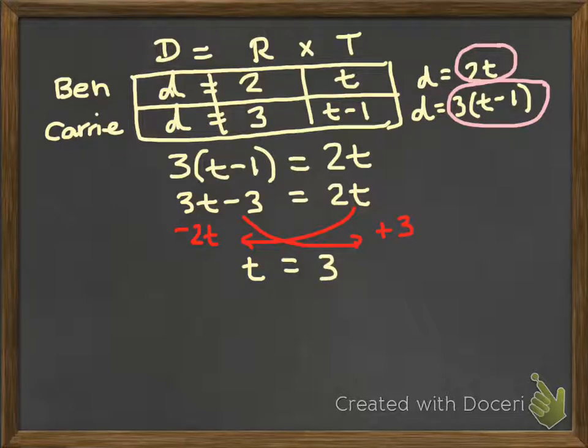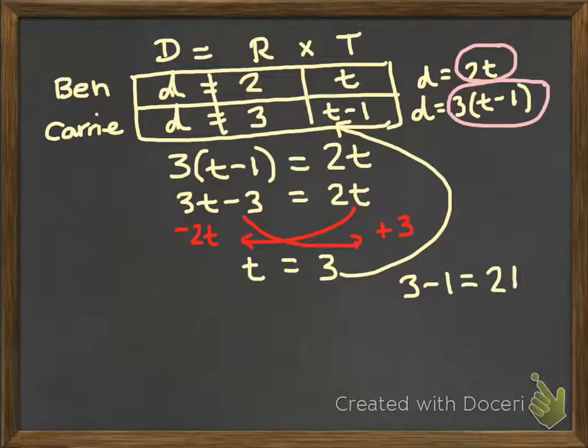Except the question asked how long will it take Carrie to catch up with Ben. So even though T equals 3, we're going to have to put it in place of Carrie's time over here. And Carrie's is 3 minus 1. So it actually takes her 2 hours. It took Ben 3 hours, but since she started an hour later, her time is 2 hours. So the actual answer is 2 hours.